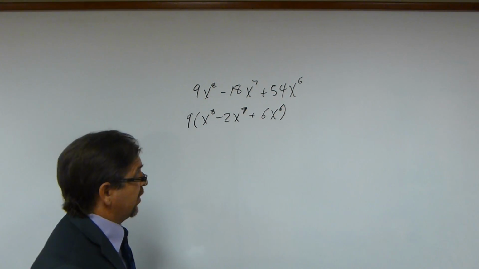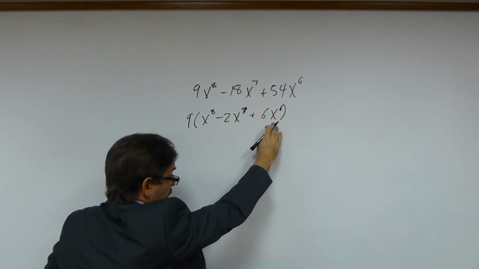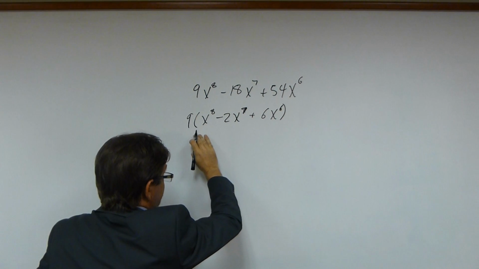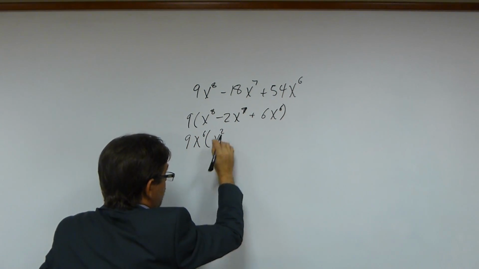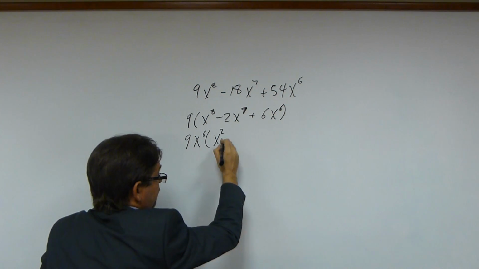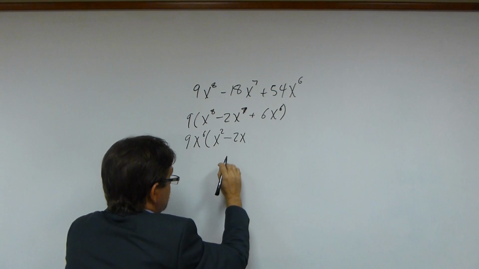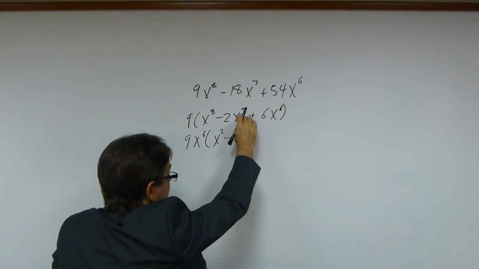Anything else we can factor out? Let's see. We can factor out an x to the power 6. So x to the 6th, x squared, x to the 8th. It's 2x, x to the 6th, x squared, sorry, just times x to the 7th. Good.